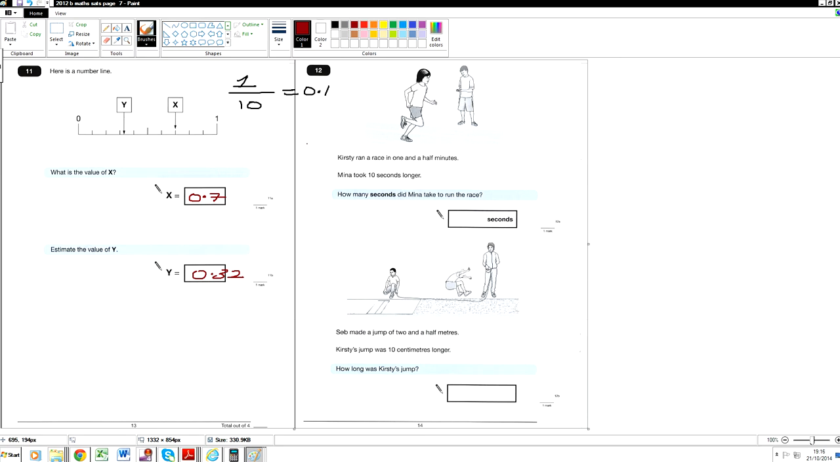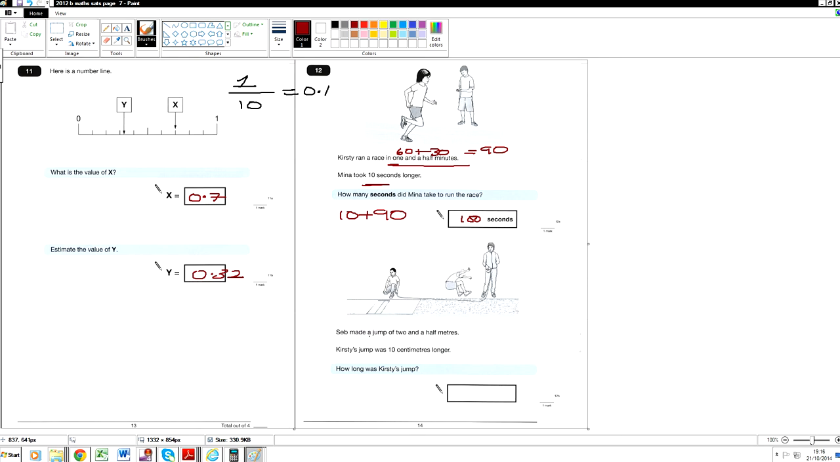Do the correction. Question number 12. Kirsty ran a race in 1.5 minutes. How many seconds in 1 minute? 60. In half a minute, plus 30 is equal to? 90. Okay, it says Mina took 10 seconds more. 10 seconds more than what? 90 seconds. So 100 seconds. That's right, 100 seconds. Not 1 minute, just seconds. Because you start with 90, and 10 more is 100. Put that down. Okay, good.